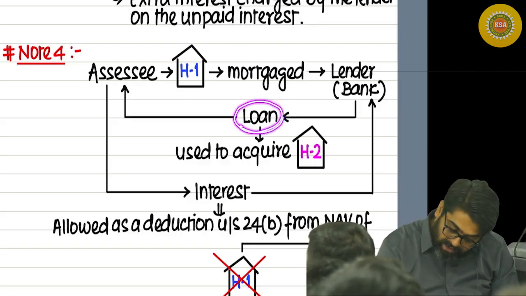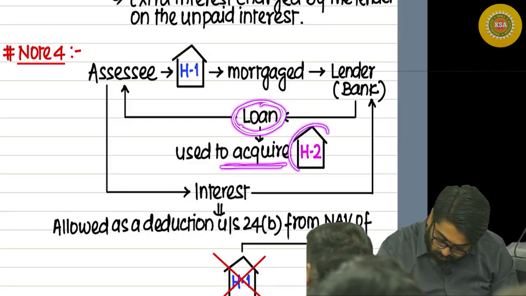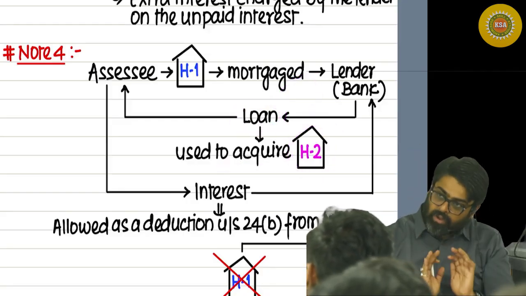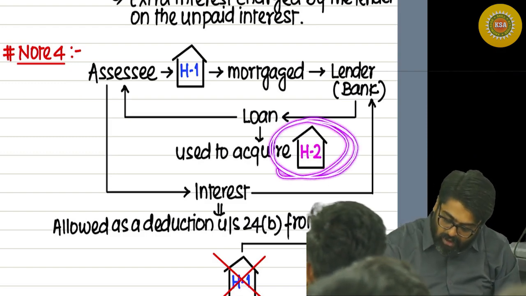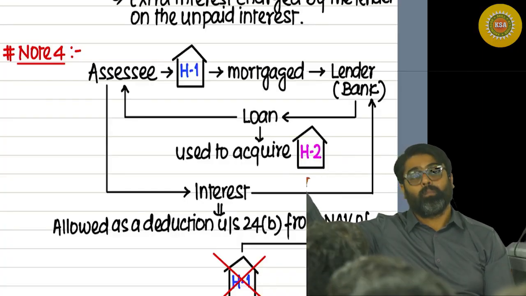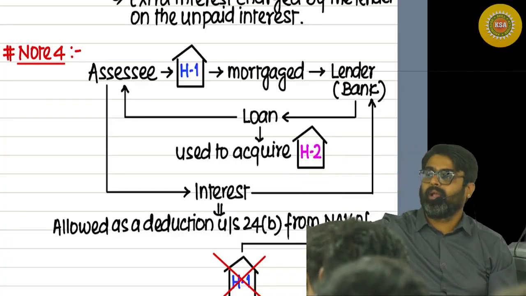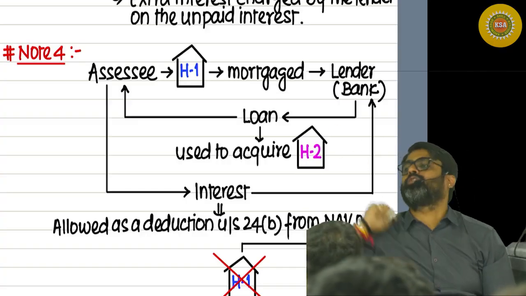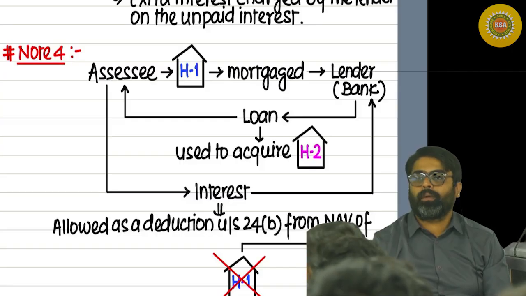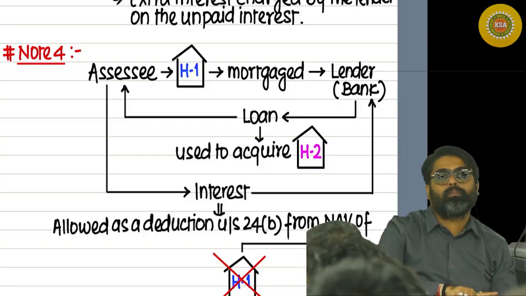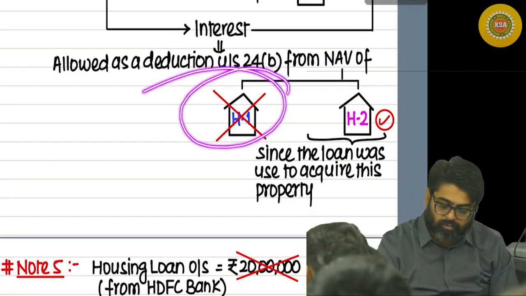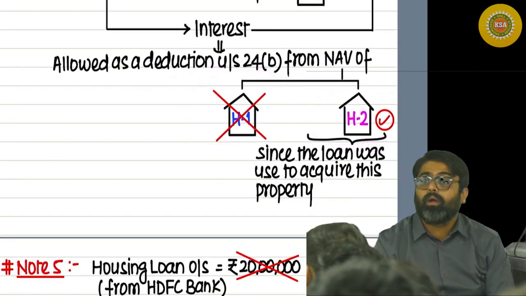Because the loan is used for this property. So any interest on that loan has to be allowed out of the annual value of this property only. House property 1 was just kept as a mortgage. It was kept as a security. And the loan amount taken is not used for house property 1. So the interest on that loan cannot be claimed as a deduction from house property 1. It will be taken from house property 2 because the loan was used for house property 2. Will you remember this? Hello sir. So not from 1, it will be available from the annual value of 2.